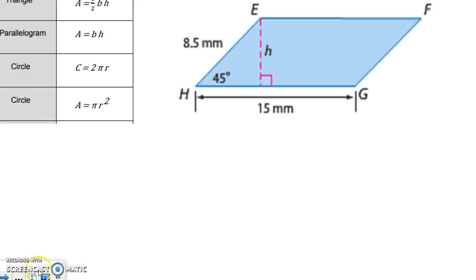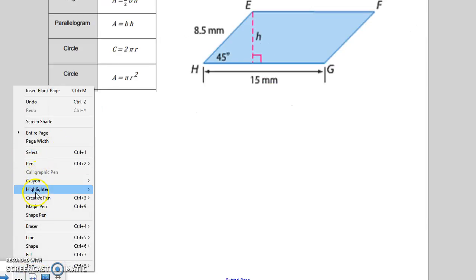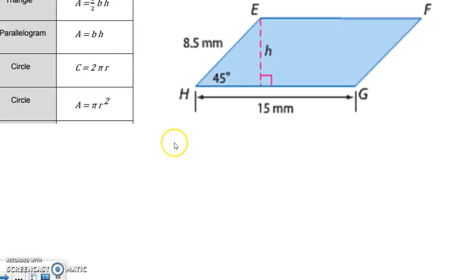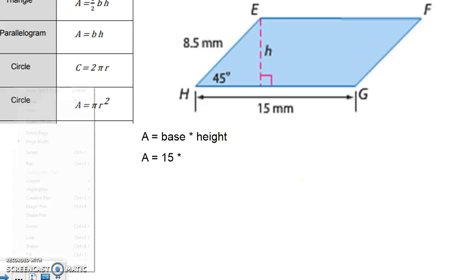So this is a parallelogram. So I know I'm going to be using the formula base times height. So the area is equal to whatever my base is times the height. And you can already tell we don't know the height of this thing, but we do know our base, which is perpendicular to the height, is 15. So in my formula right now, I know the base is 15. I do not know the height.